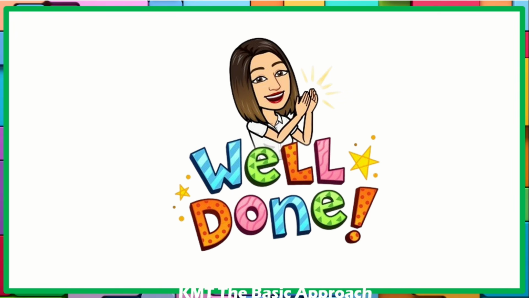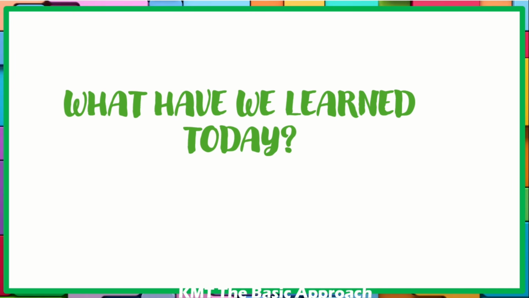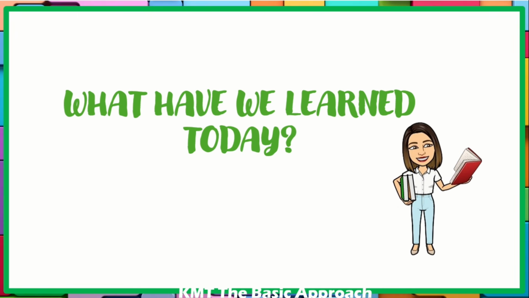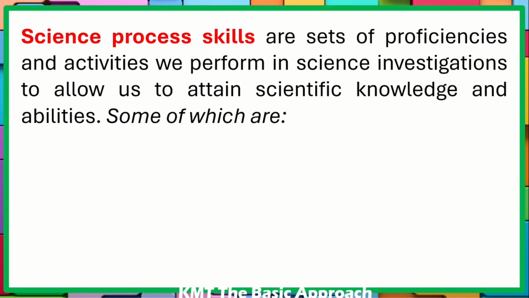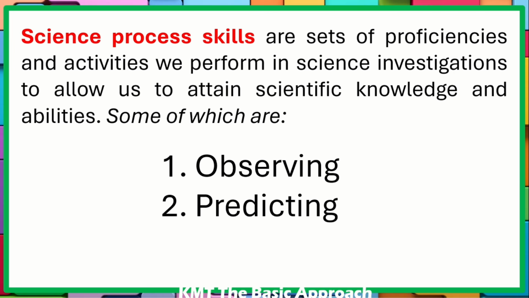Well done, kids! What have we learned today? Today, we learned that science process skills are sets of proficiencies and activities we perform in science investigations to allow us to attain scientific knowledge and abilities, some of which are: number 1, observing; number 2, predicting; and number 3, measuring.